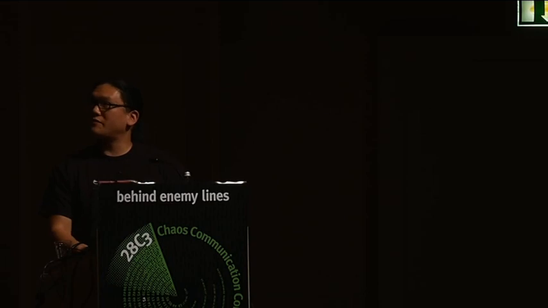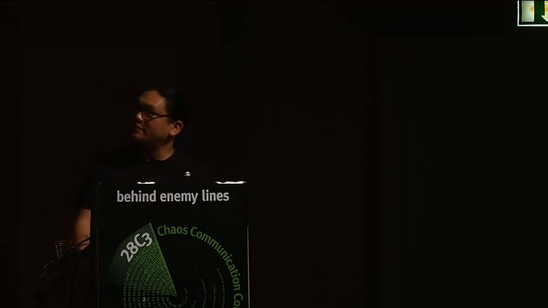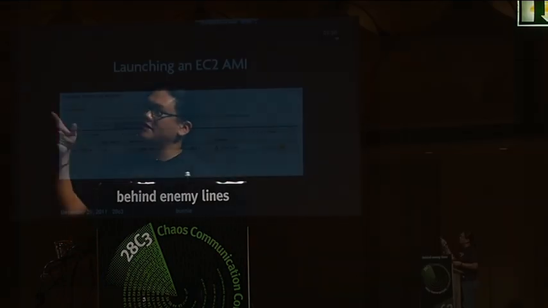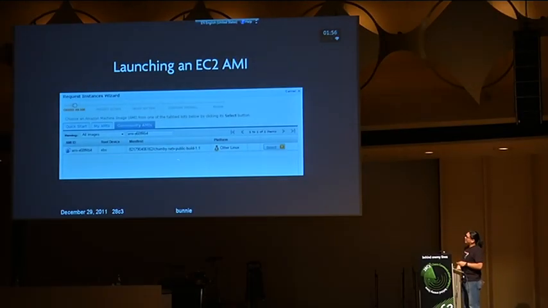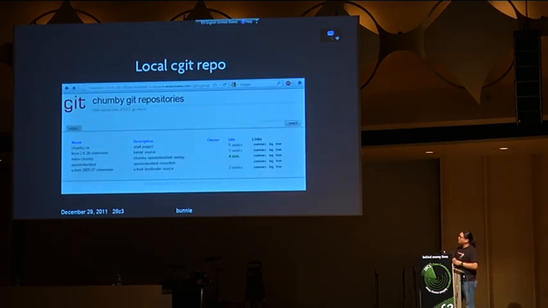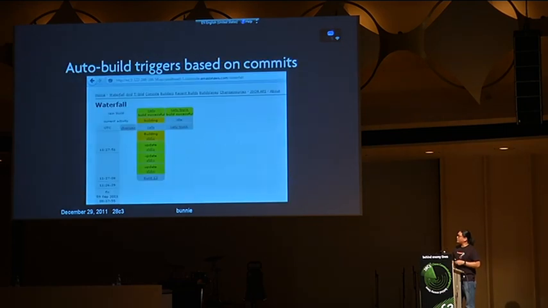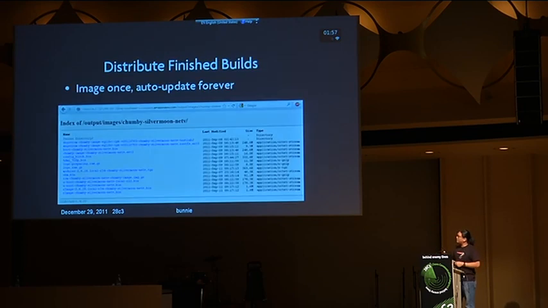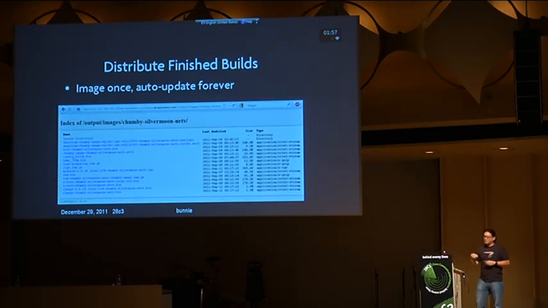It comes with a local Git repo and build bot. So you can go to our AMI, go to Amazon, launch it, and commit your code to the local Git repo on the inside. When you do a code commit, it automatically triggers a build for you. You can watch your builds going, and at the end of the day, there's a set of images generated for you that are served via web page from the server.